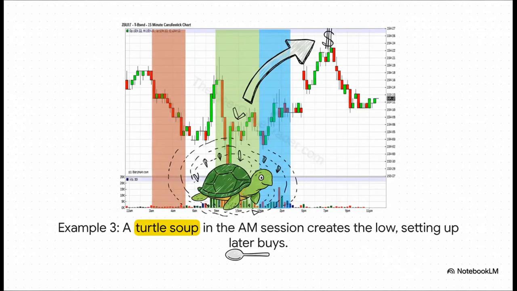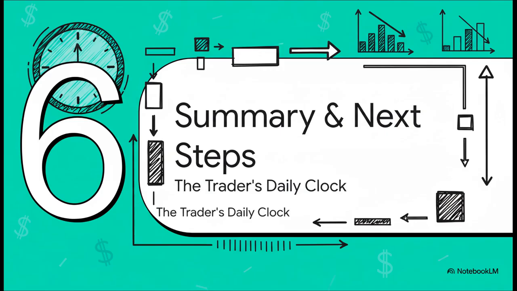Now, this last example is a little more complex, but it's really cool. During the AM session, you see the price trade aggressively down, and it takes out the lows that were formed back in the London session. ICT has a great name for this, a turtle soup. It's basically a stop run, where the market is hunting for liquidity sitting below those old lows. But by running those stops and then reversing, it successfully establishes the low of the day. And look at this. This setup actually offered a couple of different entry opportunities, one on the initial reversal and then another one on a little pullback right at the beginning of the PM session. Beautiful stuff.